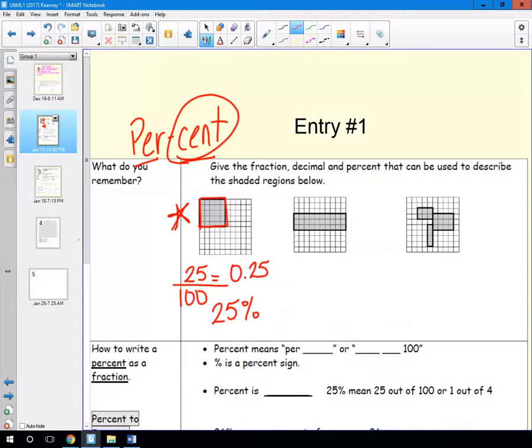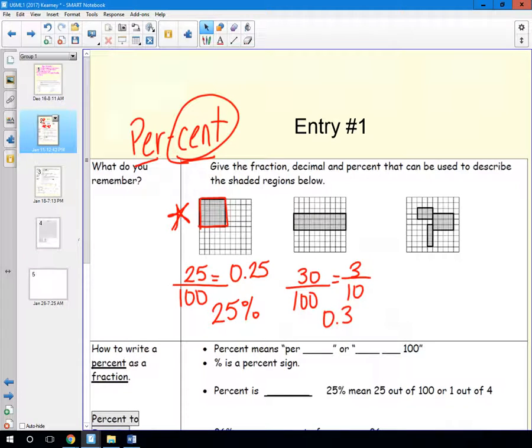So the next one you should have gotten, there were 30 shaded out of the 100, which is easy for me to simplify. That's 3 out of 10. So if I wrote that as a decimal, it would be 3/10. And coming back to this, it is 30 out of 100, 30 per 100, 30 percent.